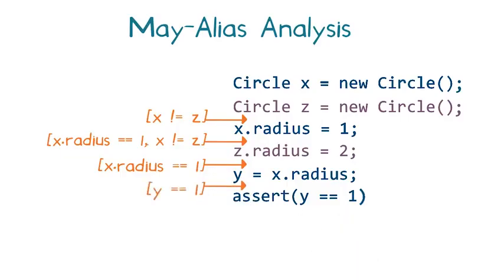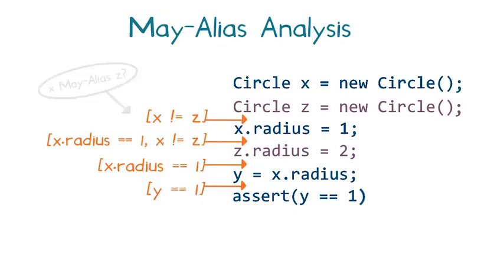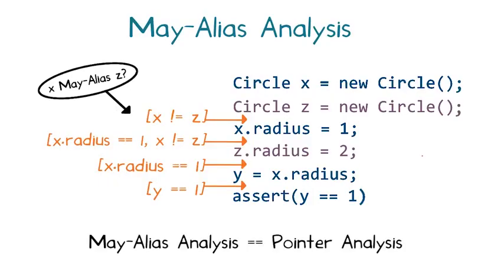To recap, our analysis was able to prove this assertion by tracking the fact that it is not true that x and z may alias. An analysis that is dedicated to proving facts of this form is called a may-alias analysis. May-alias analysis is also what we call pointer analysis.